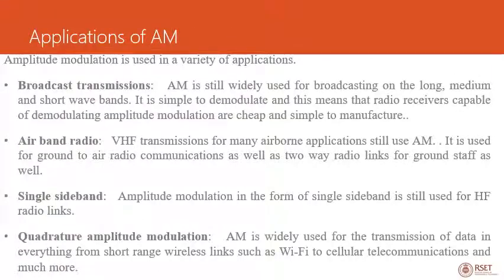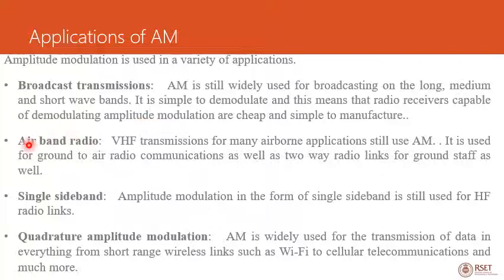Next is the application of AM. Amplitude modulation is used in a variety of applications. The first one is broadcast transmission. AM is still widely used for broadcasting on the long, medium and short wave bands. It is simple to demodulate, which means that radio receivers capable of demodulating amplitude modulation are cheap and simple to manufacture. So if you are using AM, the modulation and demodulation procedure is quite cheap and simple.